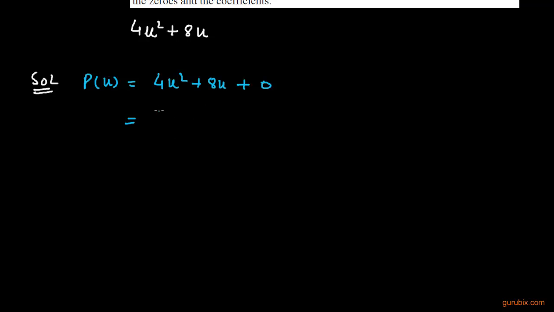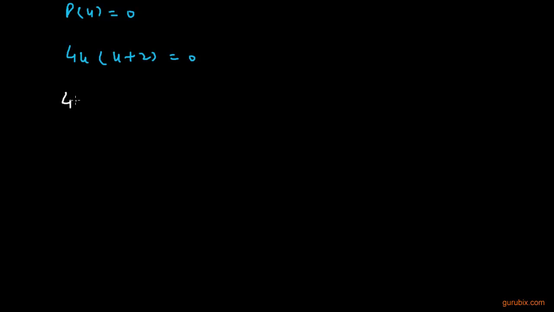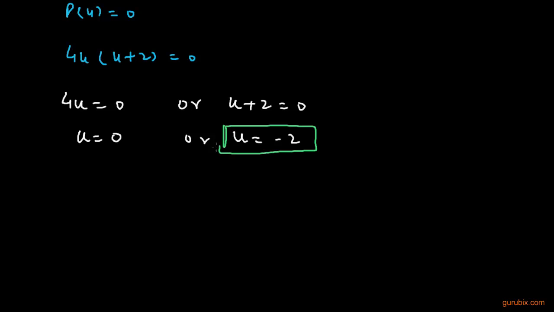It is very easy because we shall take common 4u from both the terms, then we have (u plus 2) in bracket, and now we shall put p(u) equals to 0. Then we have 4u into (u plus 2) equals to 0, and now we shall put 4u equals to 0, or u plus 2 equals to 0. This means u is equal to 0 or u is equal to minus 2. So these are the two zeros of the given polynomial p(u).